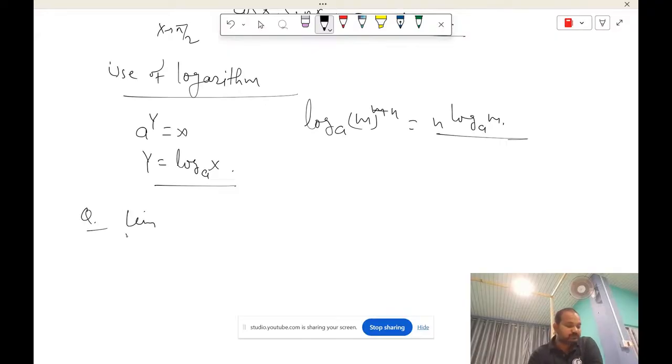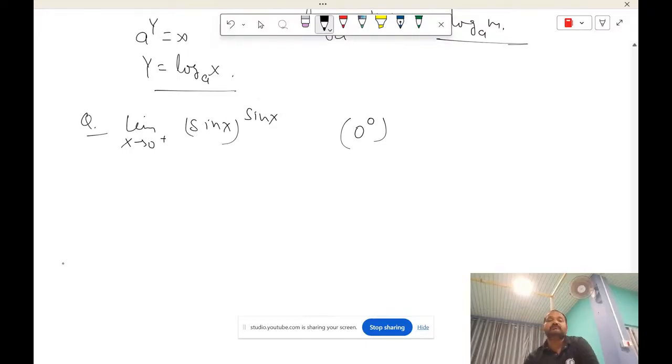One problem is given: limit x tends to 0 plus, sin x whole to the power sin x. You can see if you substitute the value x tends to 0, sin 0 is 0, so it is 0 to the power 0 form. So this is an indeterminate form. So what we will do, we will assume this function as y. y is equal to sin x whole to the power sin x.